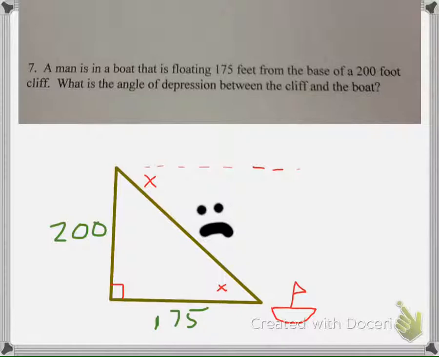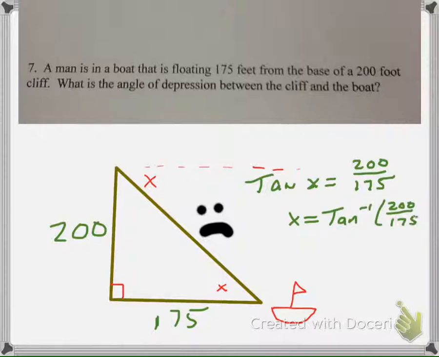So our trigonometric ratio is the tangent of x is 200 over 175. We're looking for an angle, which means we're going to have to use the inverse tangent. So we throw that tangent over to the other side. When you flip it over to the other side, it becomes the inverse. And that is, to the nearest degree, 49 degrees.